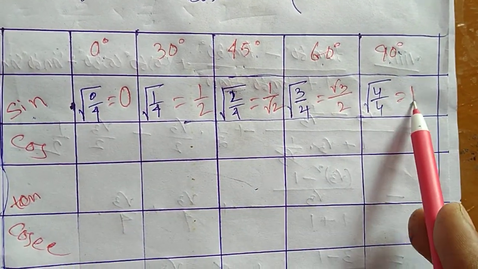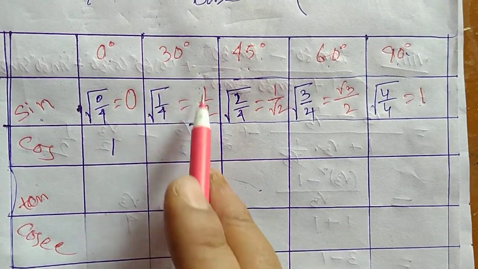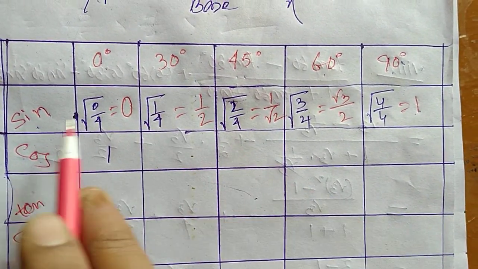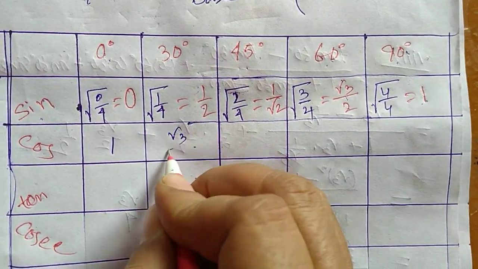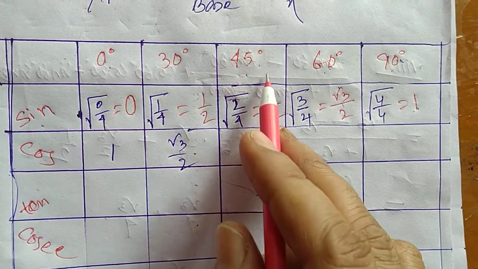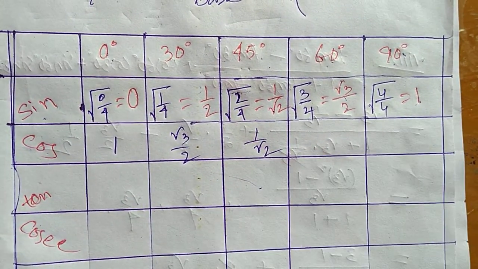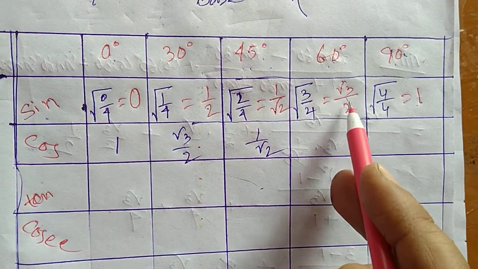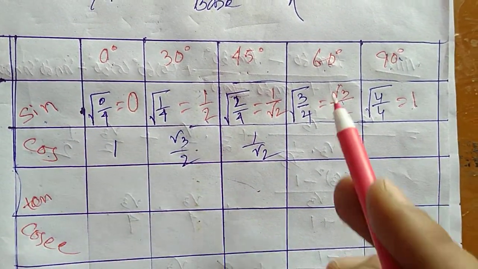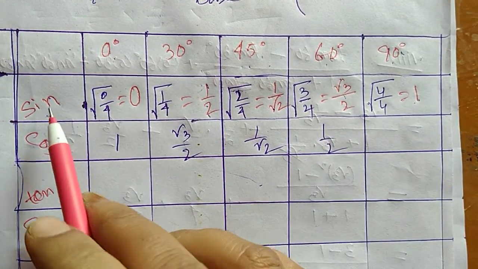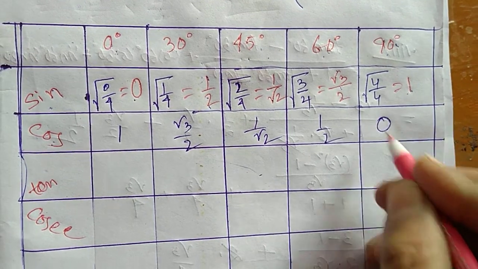Okay, then the value of cos will be the reverse of this sine. That means the value of sine 90 is 1, then cos 0 will be 1. The value of sine 30 is half, sine 60 is root 3 by 2, then cos 30 will be root 3 by 2. The value of sine 45 is 1 by root 2, then cos 45 will be 1 by root 2. The value of sine 30 is half, then the value of cos 60 will be half. Then sine 0 is 0, therefore cos 90 will be 0.